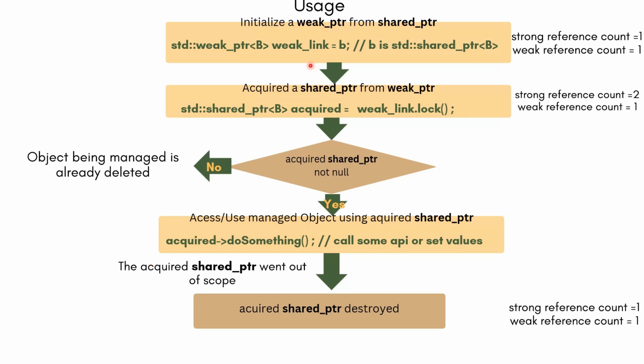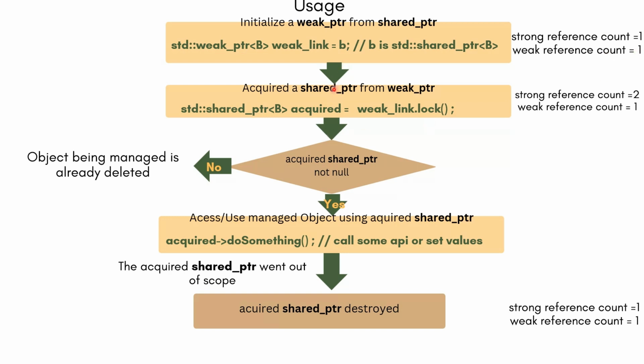So how the usage, if you see the usage, first we have to initialize the weak pointer from the shared pointer. You have to create a weak pointer from shared pointer like this. So the syntax is weak pointer, the template is of same type, and here B, you are assigning B is the shared pointer. Normally when you assign shared pointer to another shared pointer, the strong reference count will increase. But here the strong reference count won't increase, the weak reference count will increase.